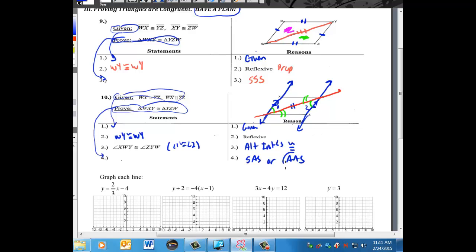Now, if we did use this reasoning, we would have to make one more statement called 3b, and let's call this angle 3 and angle 4. We would need to first say that angle 3 is congruent to angle 4, and reason 3b would be alternate interior angles. And then now that we've listed that, we can jump to our conclusion that triangle WXY is congruent to triangle YZW, and that would be by angle, angle, side. But that's a little more work, so I probably would have just stuck with side, angle, side.